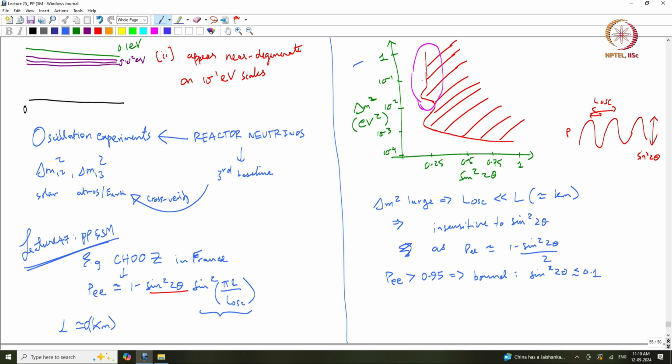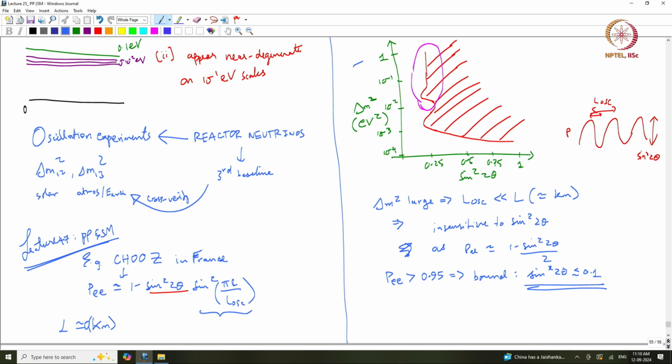So, I have drawn it at around 0.2, but this is how you approximately get it, okay. If you do a full statistical analysis, you will retrieve the correct bound, okay. So, that explains this area, all right, the pink area that I have just highlighted.